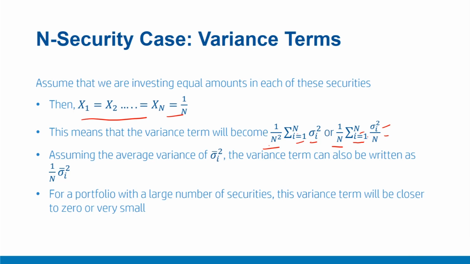The term summation of i equal to 1 to n sigma i square upon n represents the average of variances, or average variance, that is sigma i bar square. So we can write this term as sigma i bar square, the average variance, and thus the summation of the variance term can also be written in the form of average variance as sigma i bar square upon n. This is average variance multiplied by 1 upon n. So for a portfolio with a large number of securities, this variance term will become close to 0 or very small. As n increases, this overall term or summation of variances will become very small. In fact, if you assume n tends to infinity, this term will become close to 0.